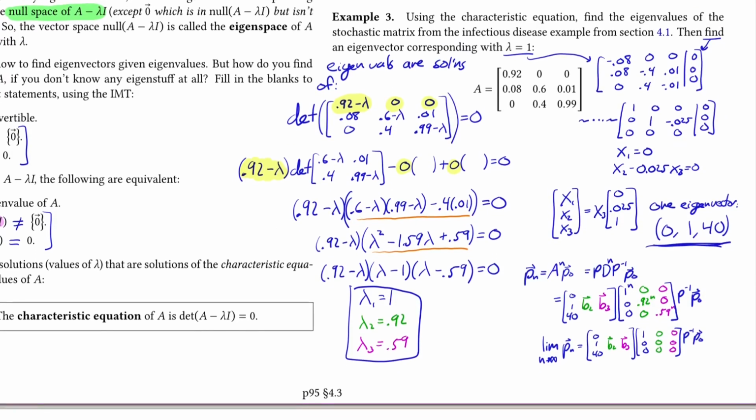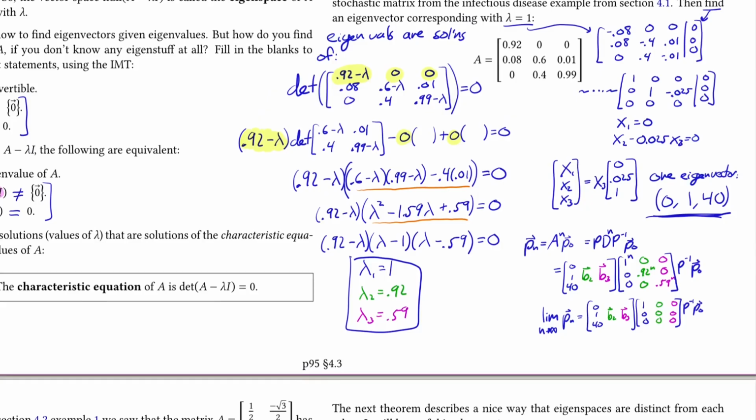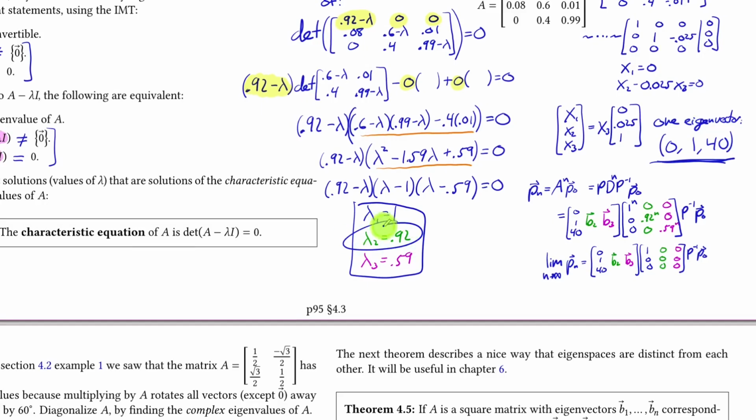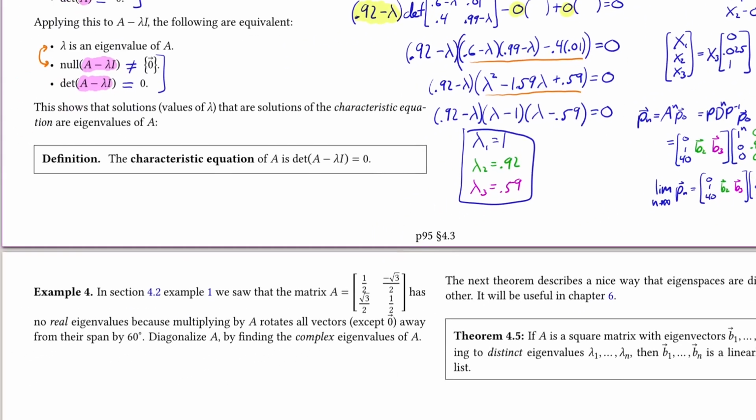In this previous example 3, this matrix A was diagonalizable. We found 3 different eigenvalues for it, and we only found actually one of the eigenvectors, but you could find eigenvectors that go with lambda 2 and lambda 3 as well if you wanted to. Now, of course, not every matrix is diagonalizable.